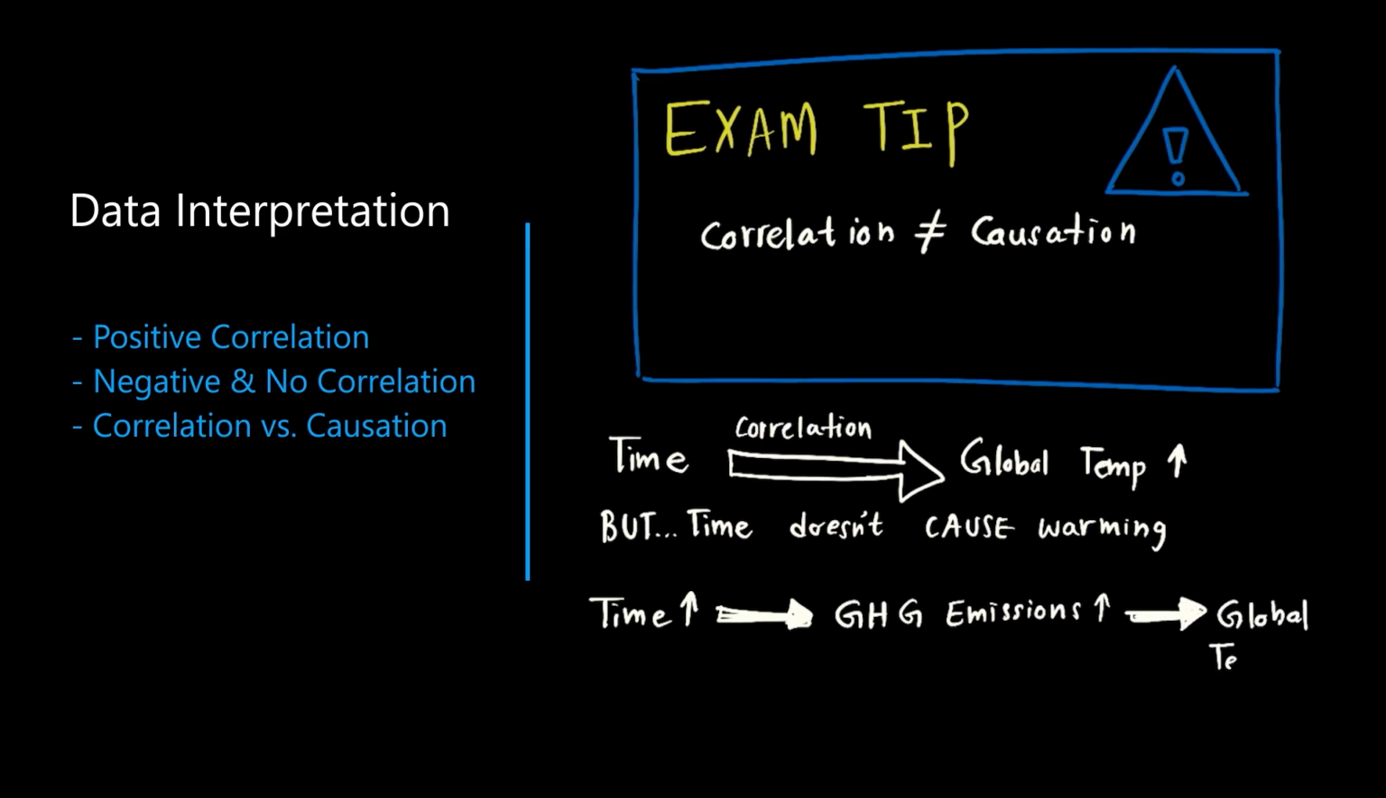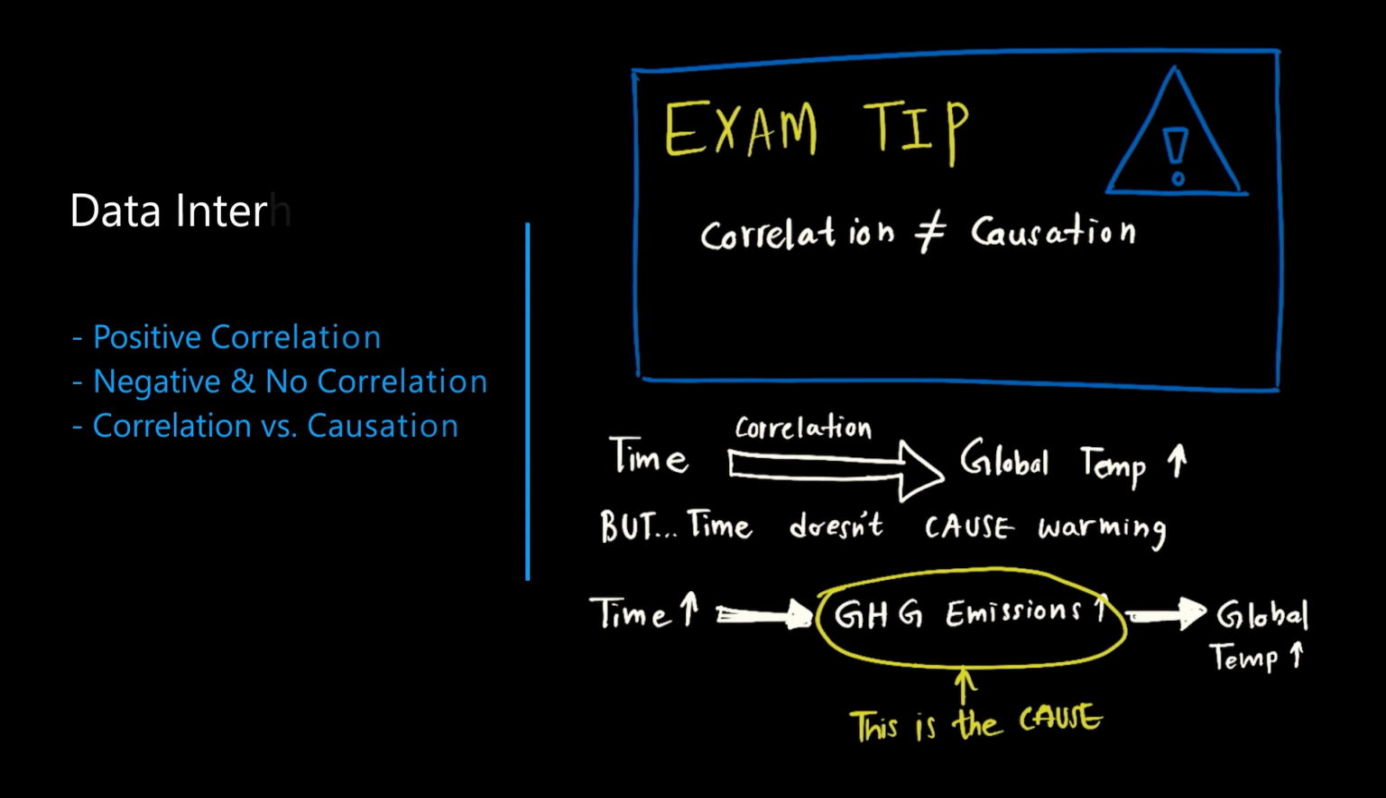But time itself doesn't cause warming. There's a hidden variable, increasing greenhouse gas emissions, which are also correlated with time. The emissions are the cause. Never assume causation from correlation alone.